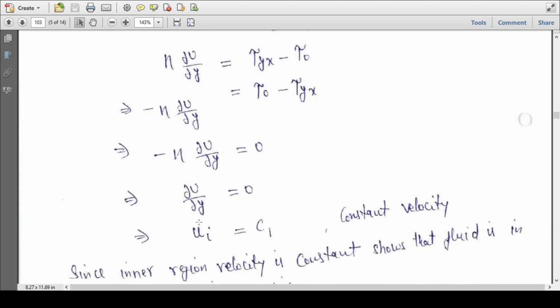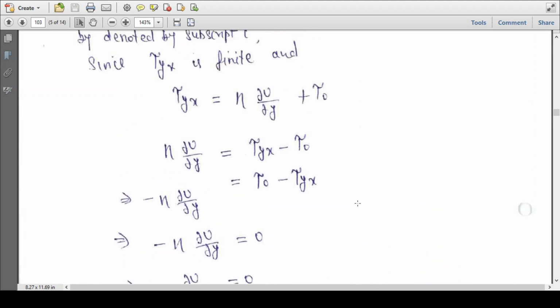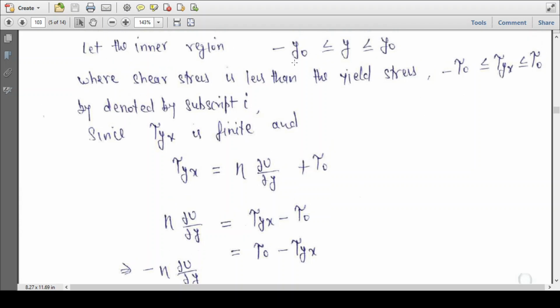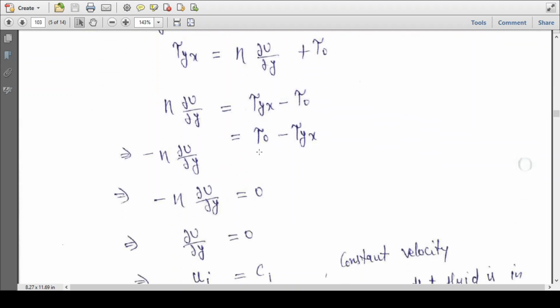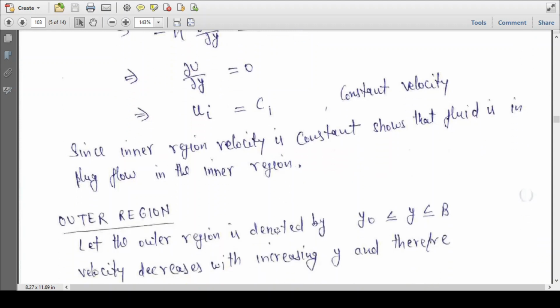If we integrate that, we get ui equal to c1, meaning the velocity is constant for this condition, as long as the shear stress is less than or equal to tau naught, or from minus y0 to y naught. So this is called the inner plug flow velocity. Since the inner plug flow is constant, the fluid is in plug flow in the inner region only.